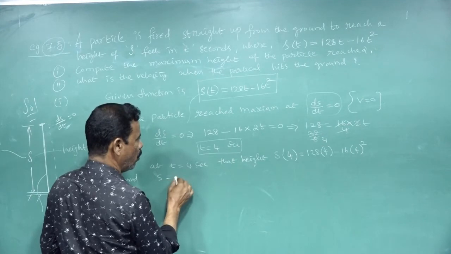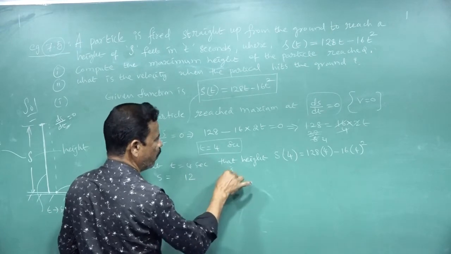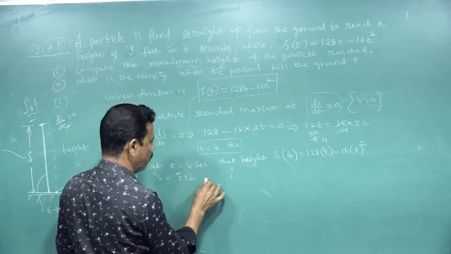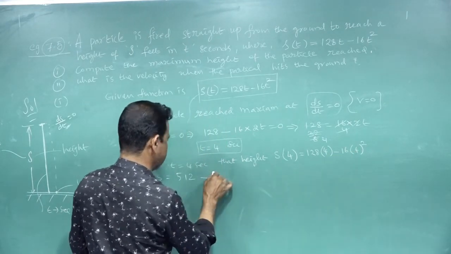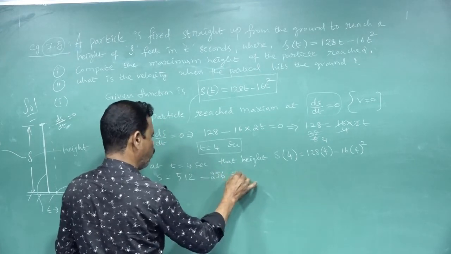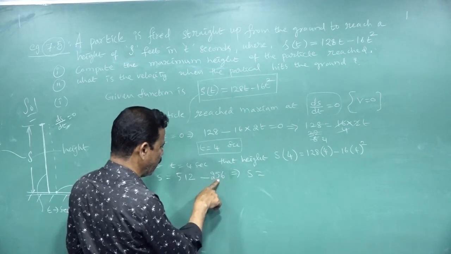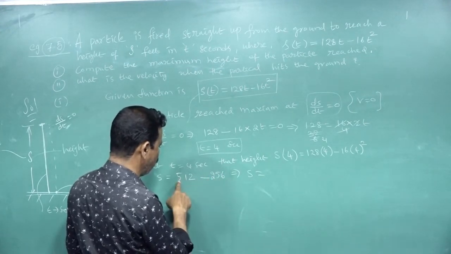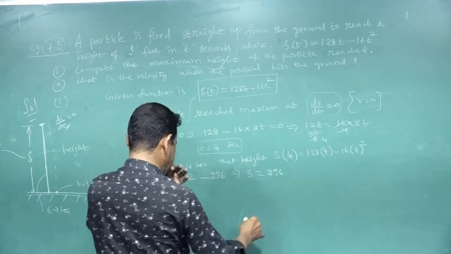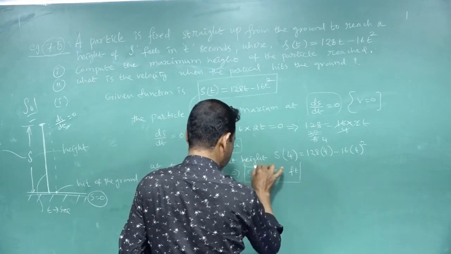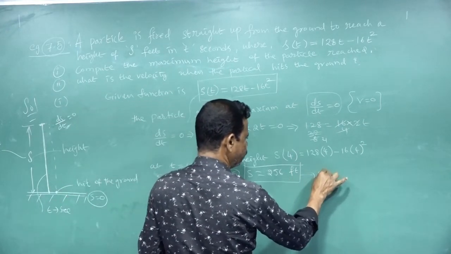s is equal to 512 minus 16 into 16, which is 256. So s is equal to 512 minus 256, which is 256. This is the height the particle reached, the maximum height.